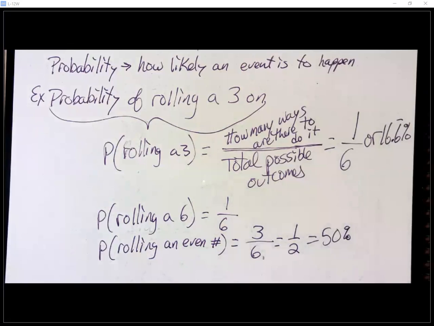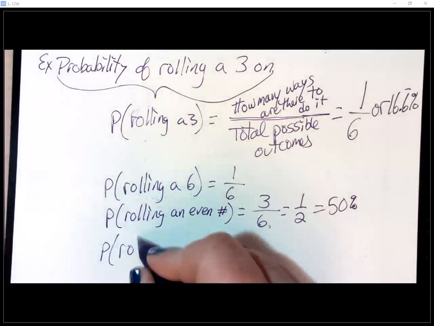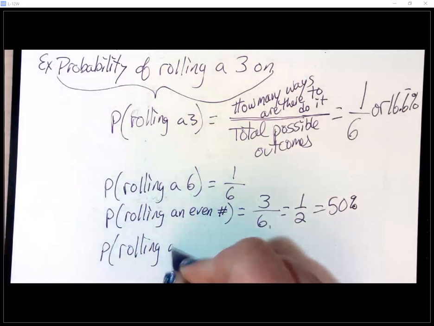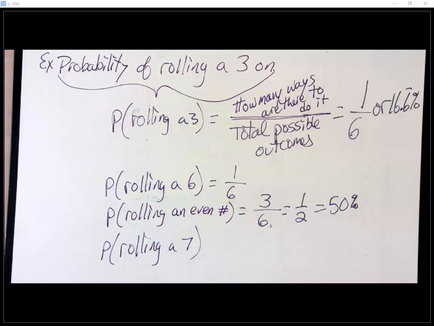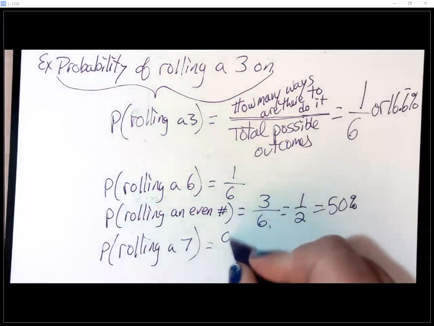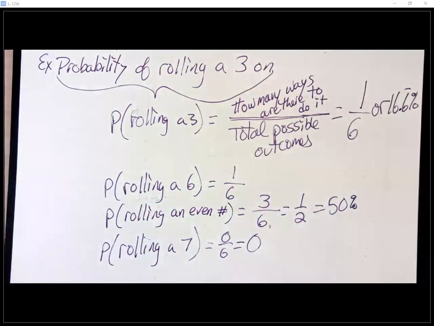Let's do, what's the probability of rolling a 7? Yeah, it's 0 out of 6. There is no 7 on here. So if I'm just rolling 1 die, it's impossible. So if you have 0 out of 6, which is just 0, if you have a probability of 0, that means it's impossible, can never happen.